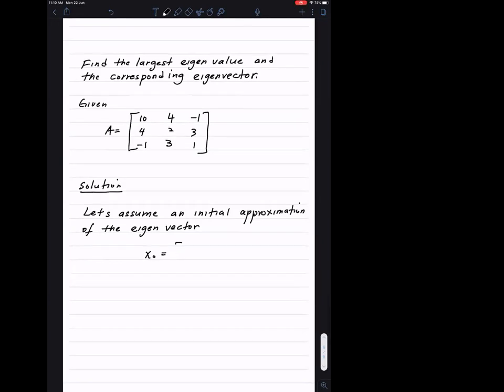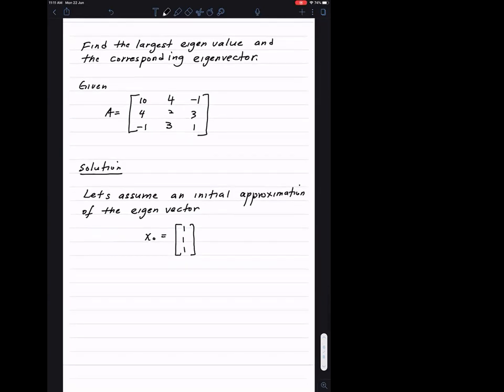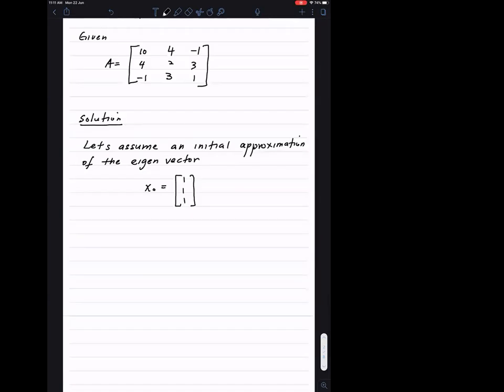So first, you do an initial guess. This time, you're going to guess 1, 1, 1. Last time, in the assignment, you were told to guess 1, 0, 1. But in this problem, I'm using 1, 1, 1. So this is the initial approximation.